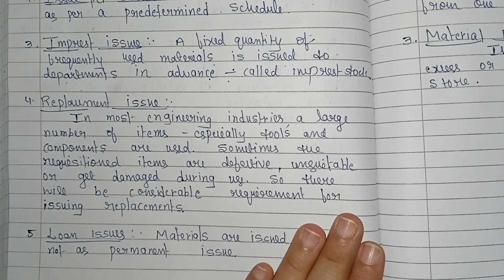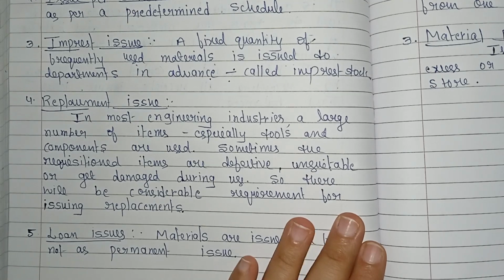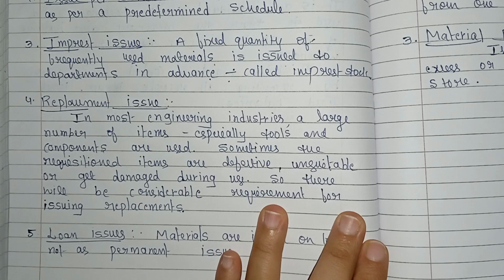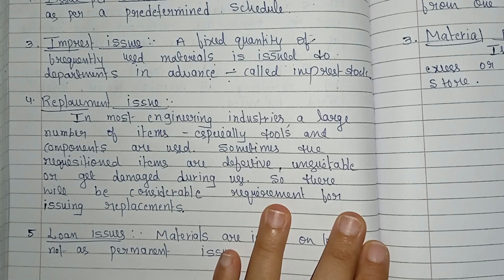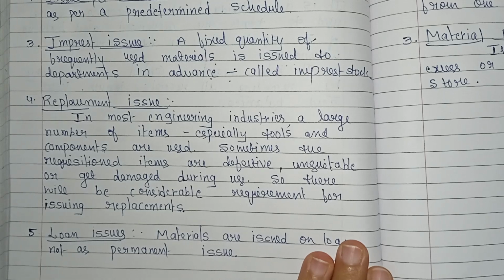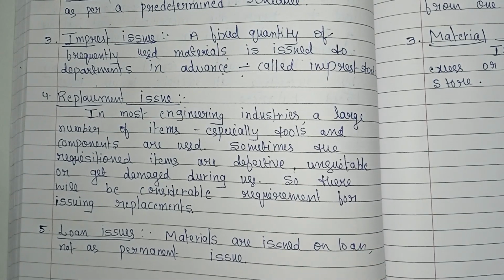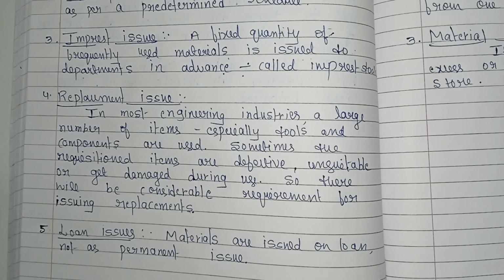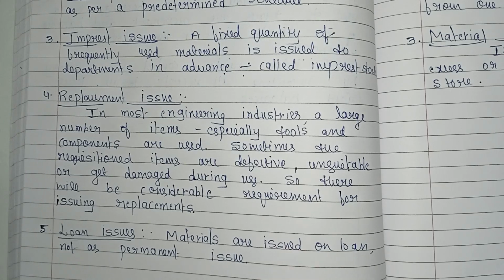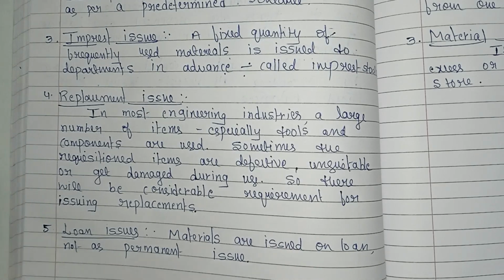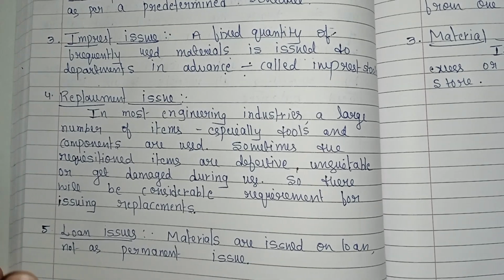And replacement issue: sometimes the materials are broken, damaged, defective or unsuitable, not fit to use. Then we have to return the original one, and the stores will provide a new one in place of the damaged materials. Next, loan issues: the store temporarily gives out the materials, and after use, they have to give them back to the stores. This is about methods of issuing the materials.